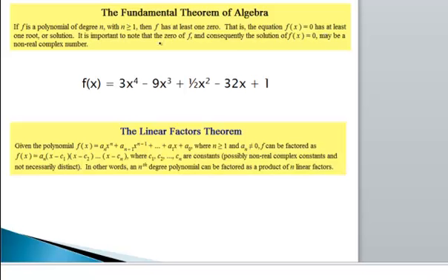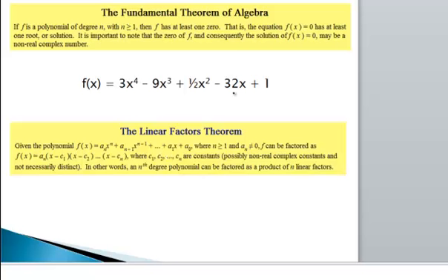It is important to note that the zero of f, and consequently the solution of f of x equals 0, may be a non-real complex number. That just means that any function you have that has real coefficients and real exponents is going to have at least one solution. And those solutions could be real or imaginary. That's all that means.